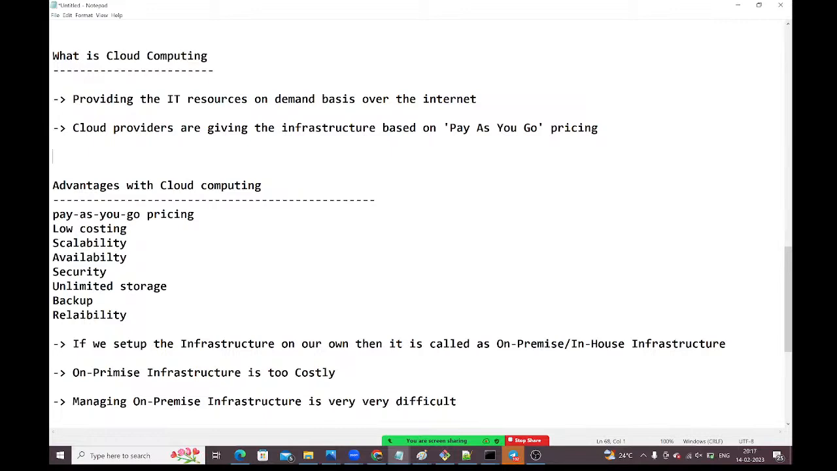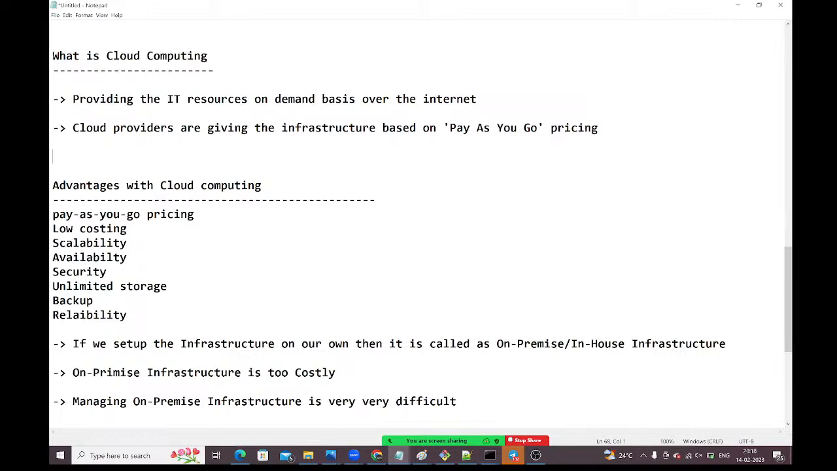Cloud providers are giving the infrastructure based on pay-as-you-go pricing, guys. And what advantages do we have? Pay-as-you-go pricing, low costing, scalability, availability, security, unlimited storage, backup, reliability. All these are the advantages of cloud computing. If you set up the infrastructure on your premises, on your own, it is called on-premise or in-house infrastructure. On-premise infrastructure is too costly, and managing it is very, very difficult. That's why we are going with cloud computing.